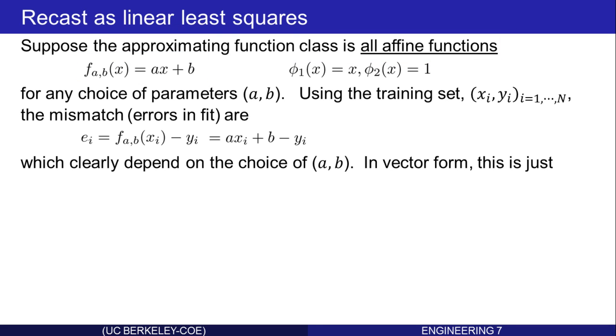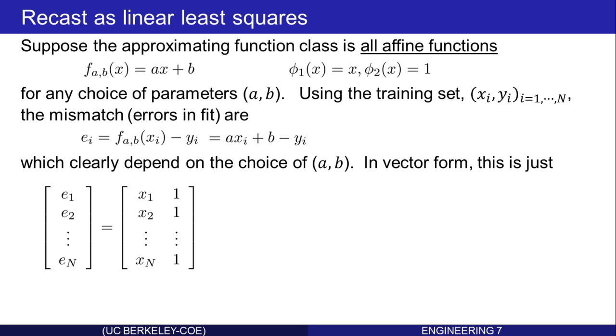In vector form, all the components of the error can be written as a matrix n by 2 times the column vector of the parameters which are to be chosen. Notice the top row gives a x_1 plus b, the next row gives a x_2 plus b, and so on, minus the y's.